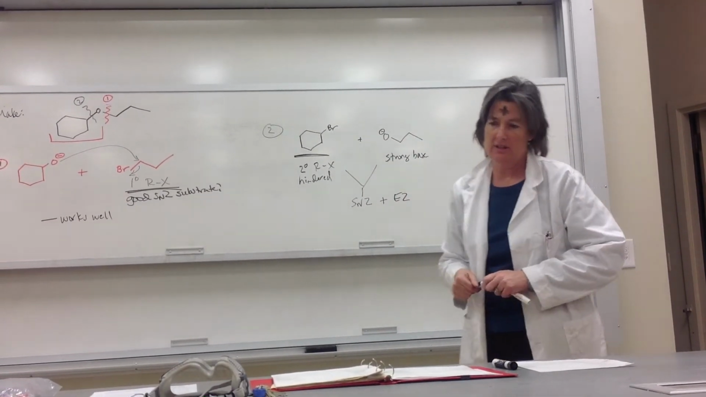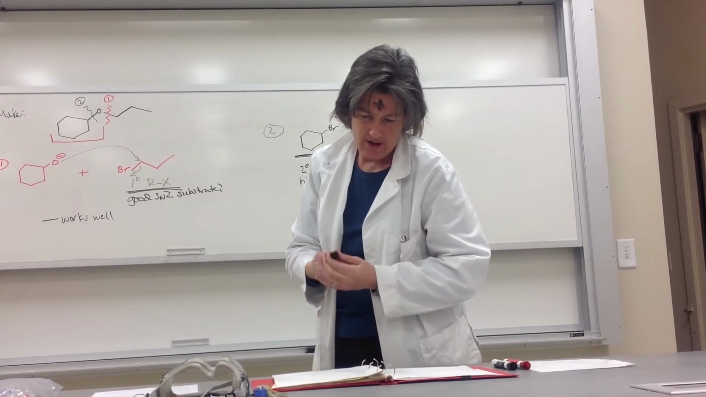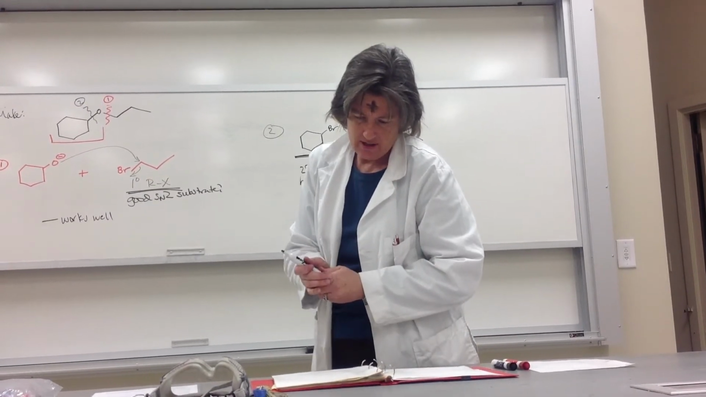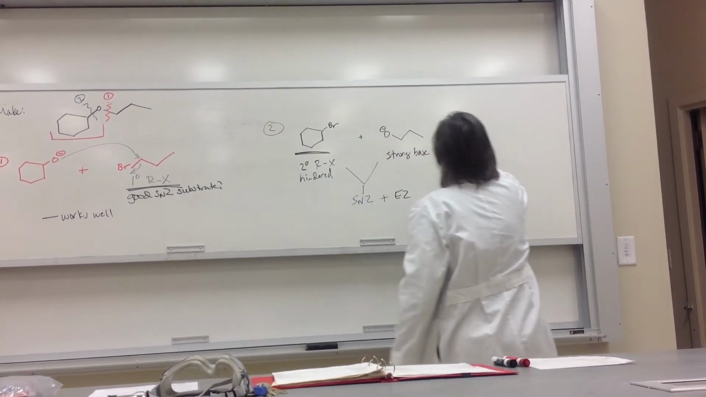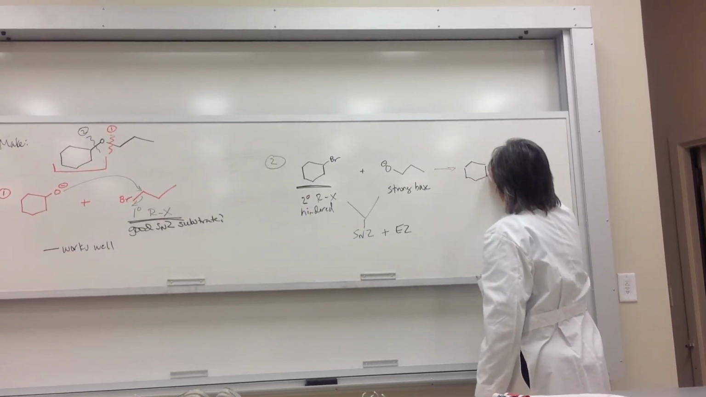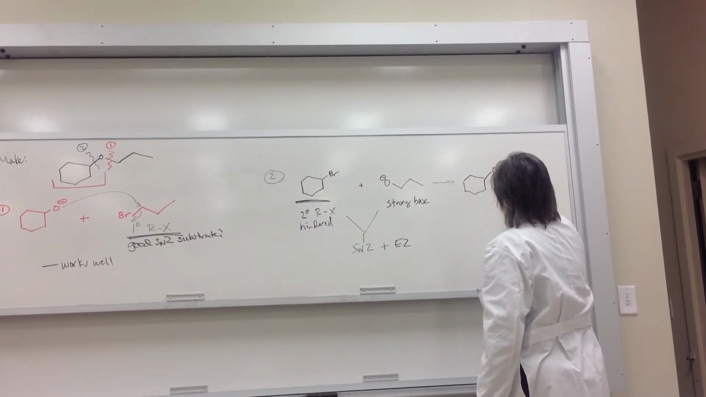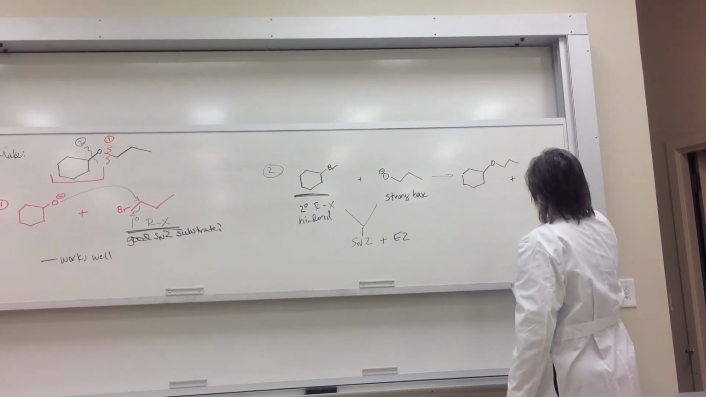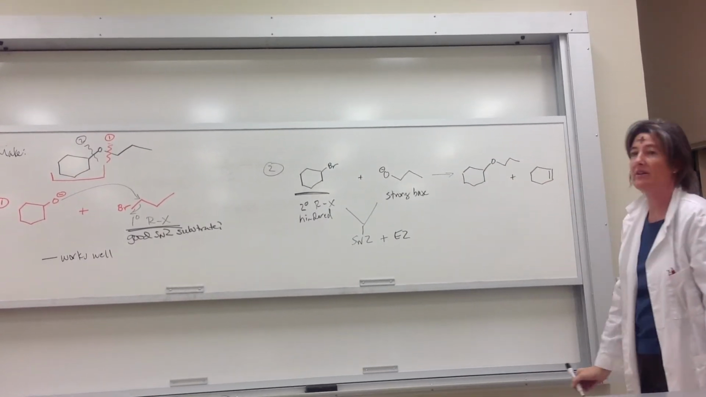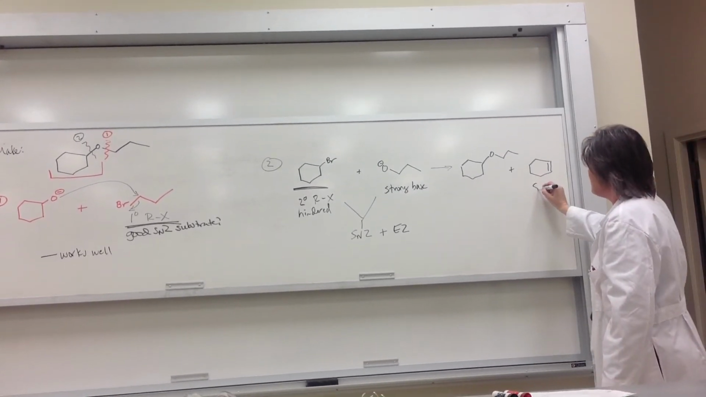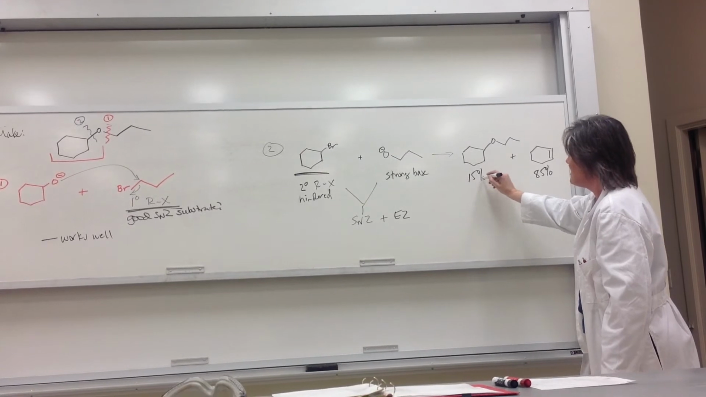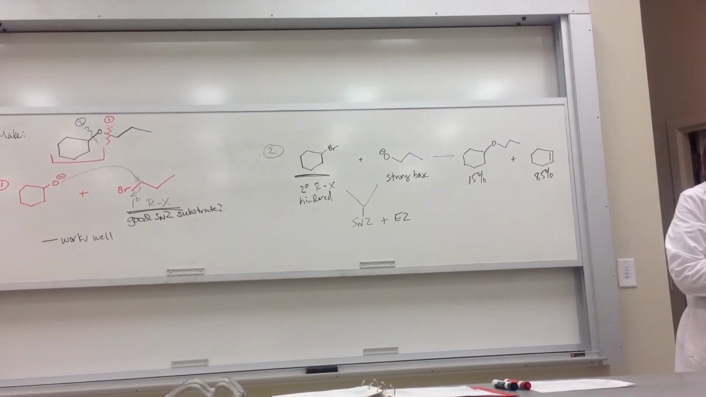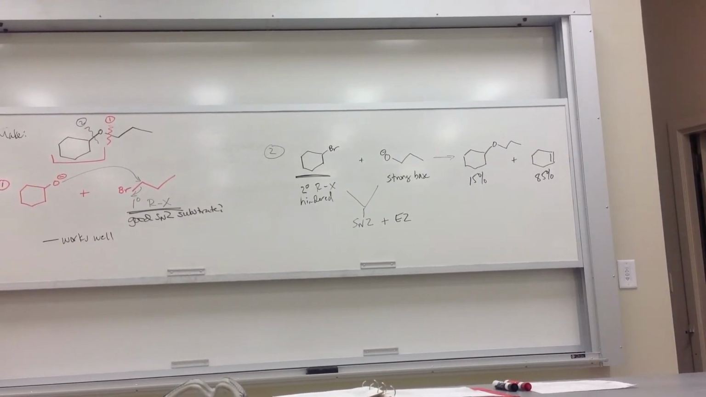And I actually looked up the numbers for this reaction. Yeah, got it for this one. And it turns out if you do this, you do get some product, and you also get the elimination product. It ends up being 85% elimination, 15% what you want. Bad choice. Yeah, it's not good.